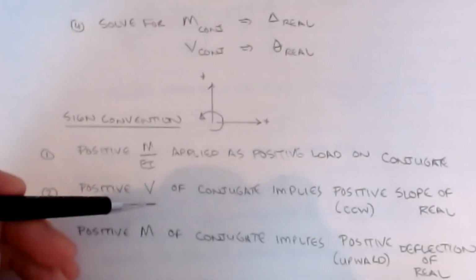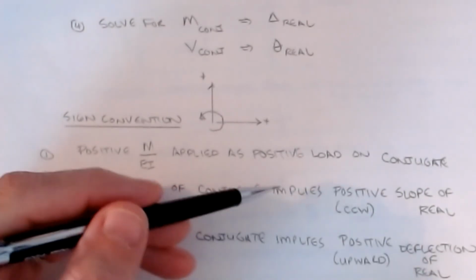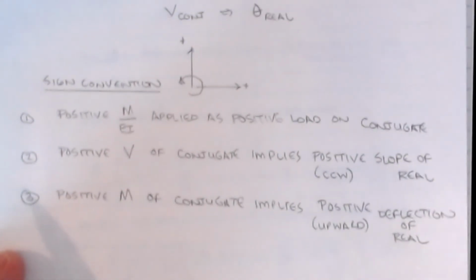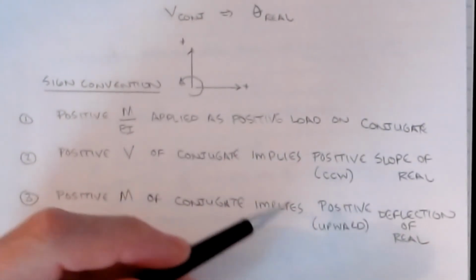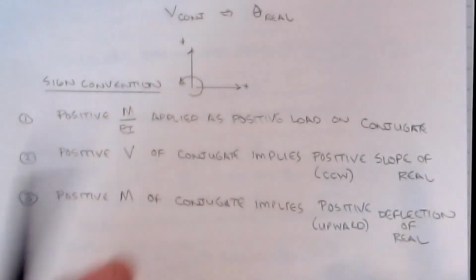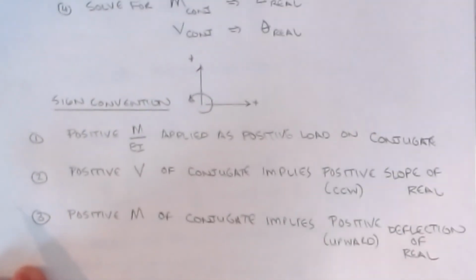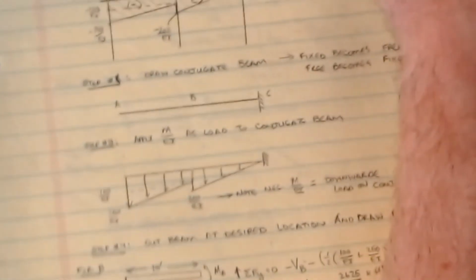Okay, a positive shear of the conjugate implies a positive slope of the real, again, positive meaning counterclockwise. And then the positive M of the conjugate implies a positive or upward deflection of the real. Okay, so it's positives to positives. There's no funny business on the mapping of the signs. All right, so let's give a fairly simple one a try real quick.